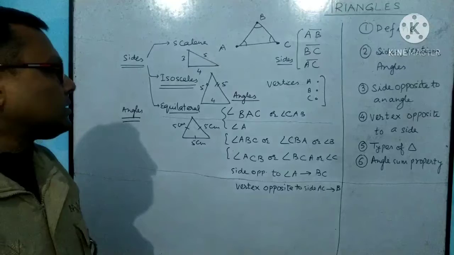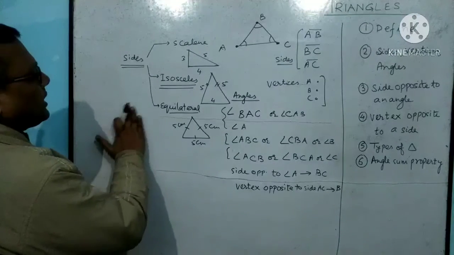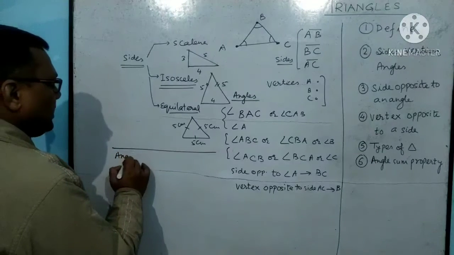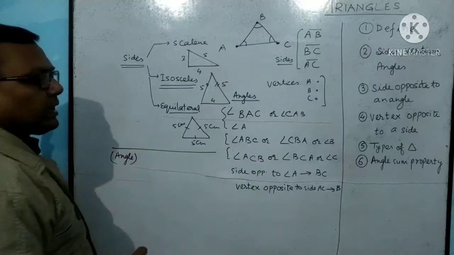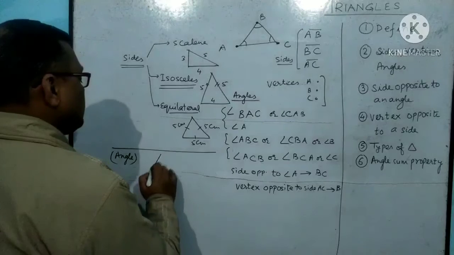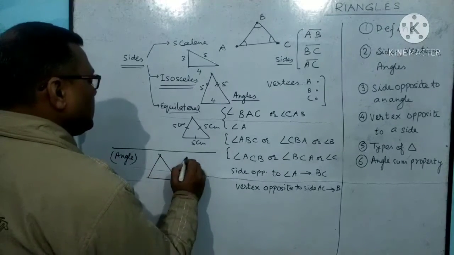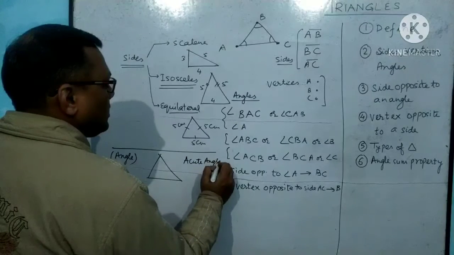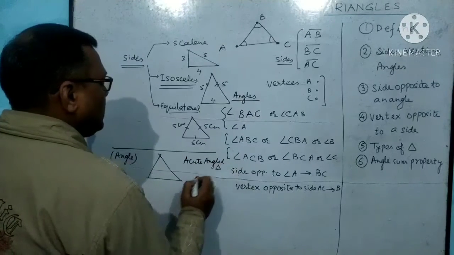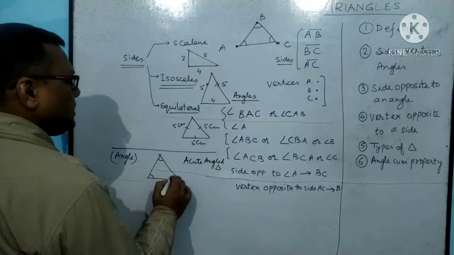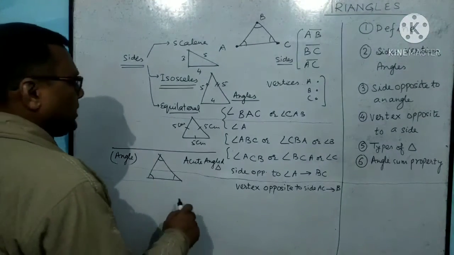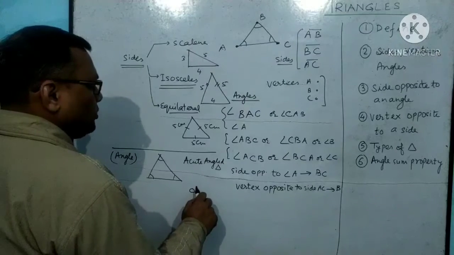Now I am going to take triangles based on the angles. On the basis of angles, we can define three types of triangles. First is acute angled triangle, in which all the angles are less than 90 degrees. So it is called an acute angled triangle. Again, I take the obtuse angled triangle.